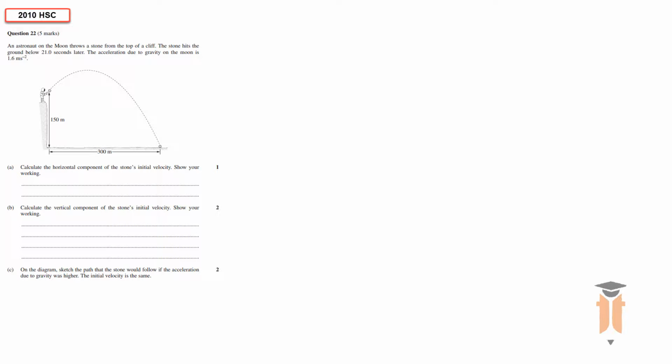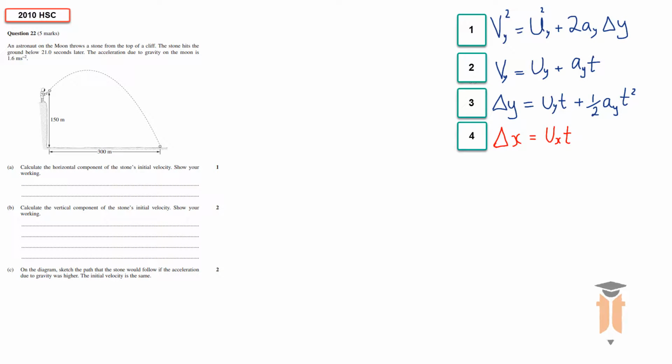G'day guys, here we have a projectile motion question where we are required to calculate the horizontal component of the stone's initial velocity. Now before we attack this question, we need to know the four equations of motion which can be found in your formula sheet. The first three equations are related to the vertical motion of flight, and the last equation is related to the horizontal motion.